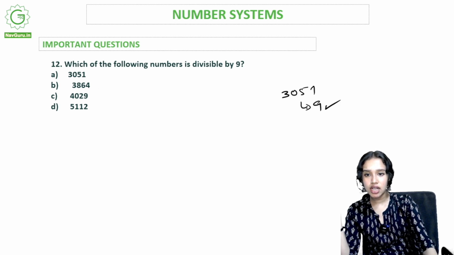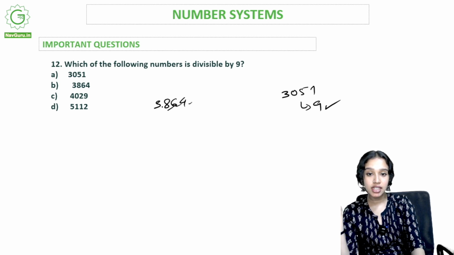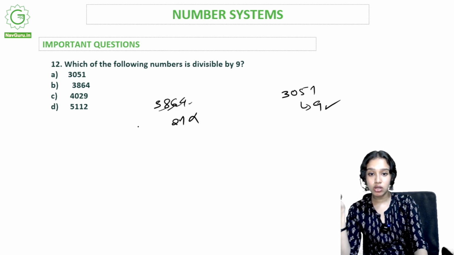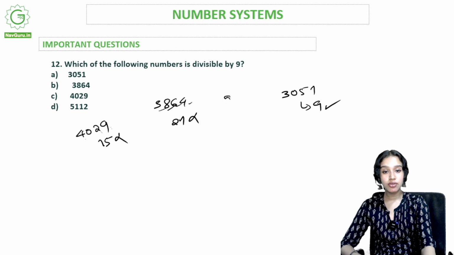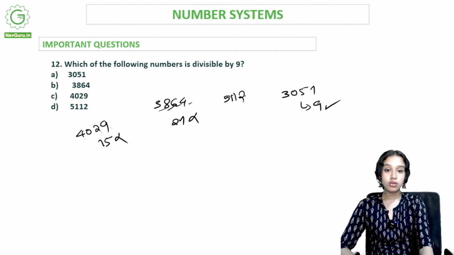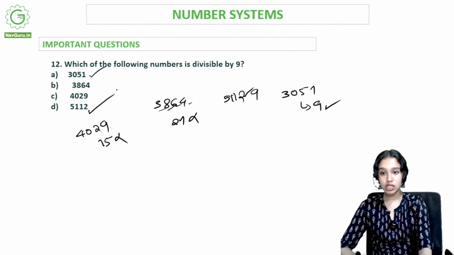And I think we got the answer here, but still we'll check all the other answers, which is 3864. 6 plus 4 is 10, 10 plus 8 is 18, and 21. 21 is not divisible by 9. 4029. So 4 plus 2 is 6, and 6 plus 9 is 15. 15 is also not divisible by 9. Now we are checking 5112. So 7, 8, 9. 3 plus 4, 9. This is also giving us 9. So this question might have two answers, which are these both.